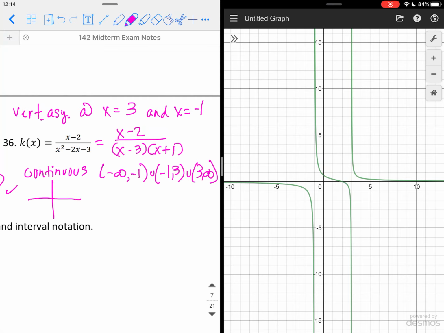So I have a graph at negative 1 here. I have a vertical asymptote, and it looks something like this. And then at 3, I have another vertical asymptote, and it's looking something like this. And then it looks something like this.